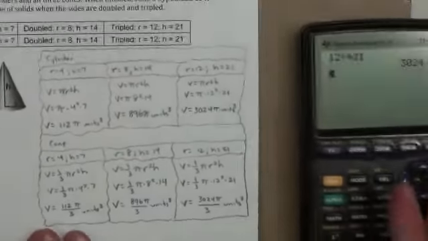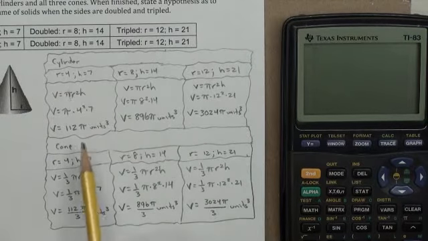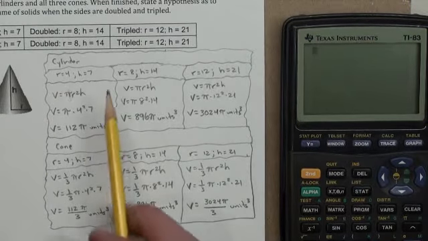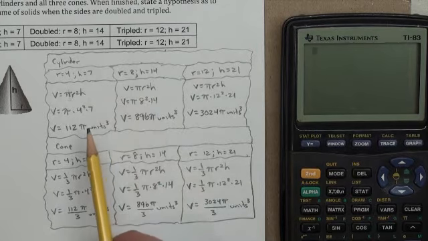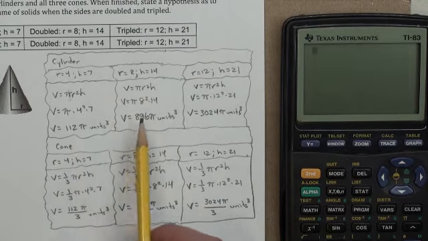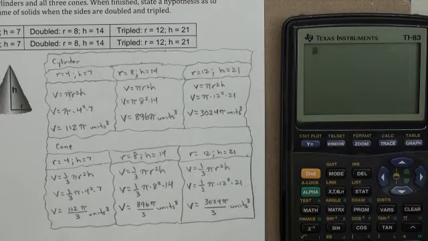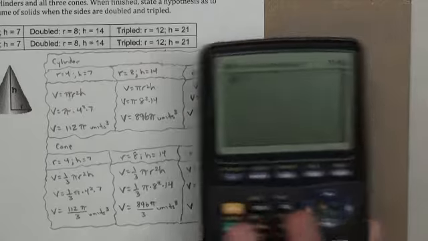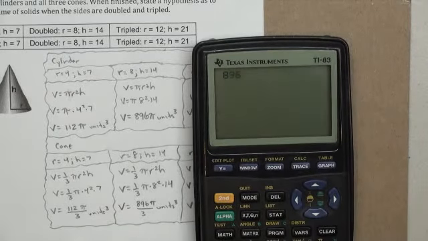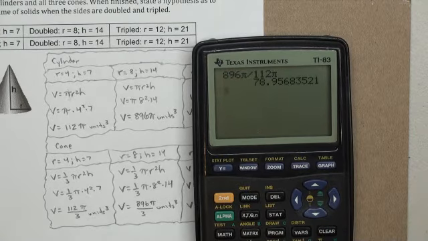Let's see what happened here. Look at what happens to the volume when you double the radius and the height. It went from 112 pi to 896 pi. So what did you multiply the volume by when you doubled the height? Well, let's see. 896 pi divided by 112 pi. 78.9 times as big.